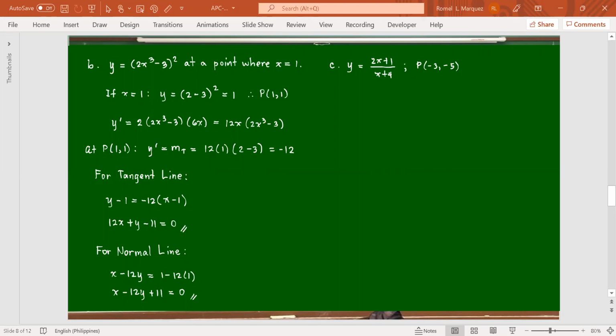Yes po, sir. Okay. So, what's the derivative of that? How are we going to treat the given? Is it product, quotient, or sum? Or what is that, guys? Children, what is that? Quotient, no? Oh, y prime.